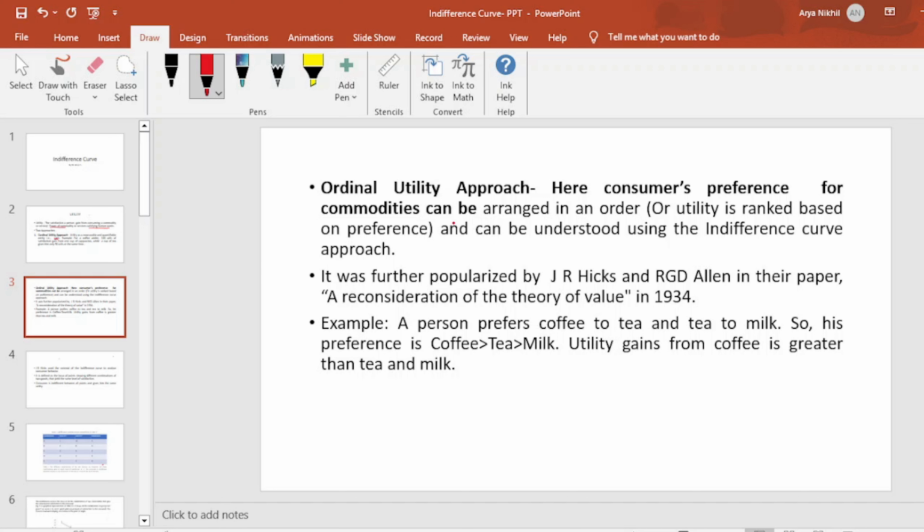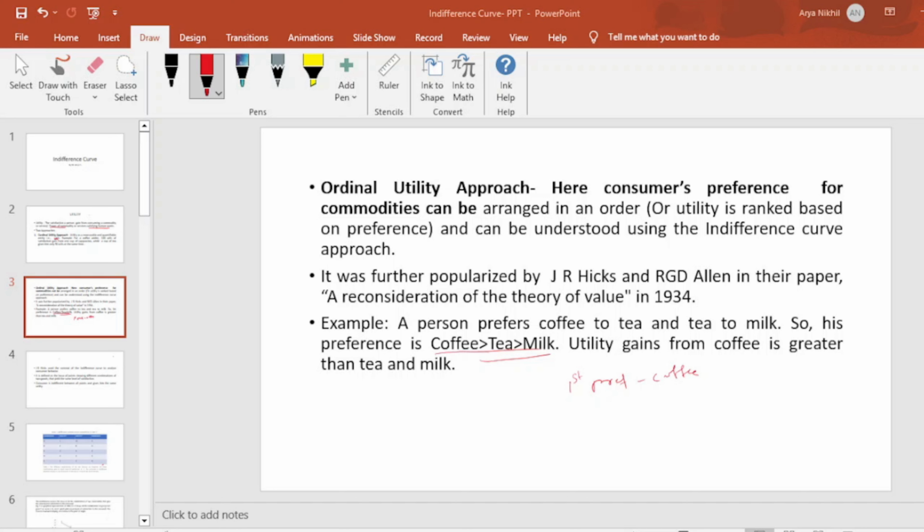In this ordinal utility approach, we say that consumer preferences can be arranged in an order. As a coffee lover, I can say that I prefer coffee to tea and tea to milk. So I like coffee first. If these three options are available, I prefer coffee. First preference is coffee.